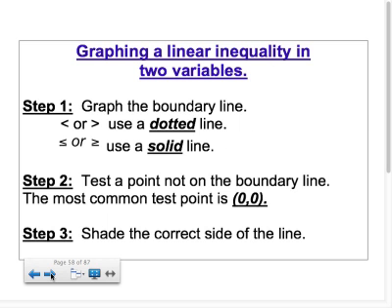Okay, now here is your process for graphing a linear inequality in two variables. First, you're going to graph the boundary line. If it's strictly greater than or less than, you use a dashed line or dotted line. If it's less than or equal to or greater than or equal to, you use a solid line. Step 2 says test a point not on the boundary line, but I'll show you a different method too. And then step 3 is shade the correct side of the line. And all of this will make more sense as we progress through the notes.